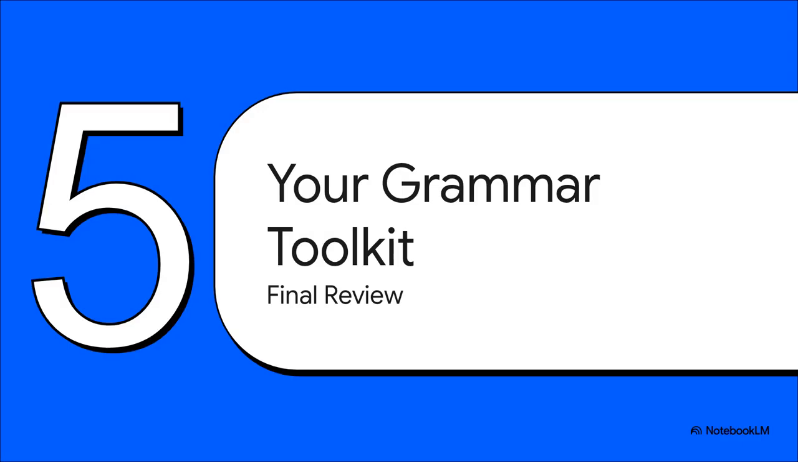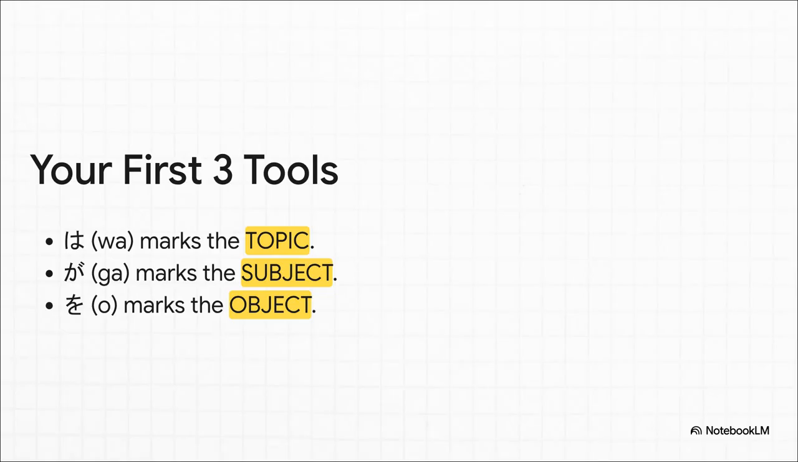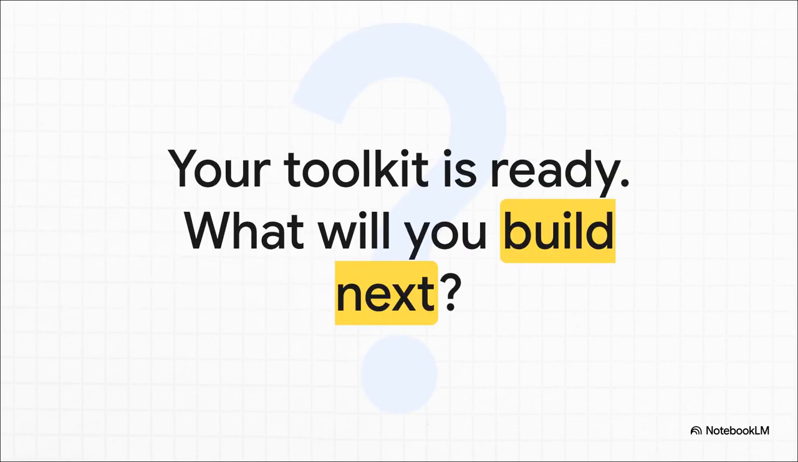Fantastic work. Seriously, in just a couple of minutes, you've already picked up the 3 most foundational tools for building real Japanese sentences. Let's do one last, quick review to make sure it sticks. Okay, let's lock this in. Wa marks the topic. Ga marks the subject. And o marks the object. Topic, subject, object. That is your core starter kit right there. And that's it. You now have the first 3 essential tools in your grammar toolkit. You can actually understand and start building basic, correct sentences in Japanese. So the only question left is, what are you going to build next?